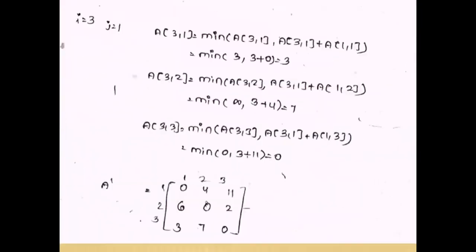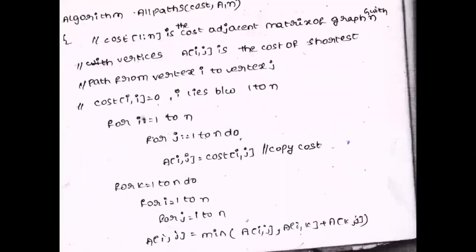So what is the time complexity of all pair shortest path? Here we are using 3 for loops. Since we are using 3 for loops, the time complexity is big O of n cube.